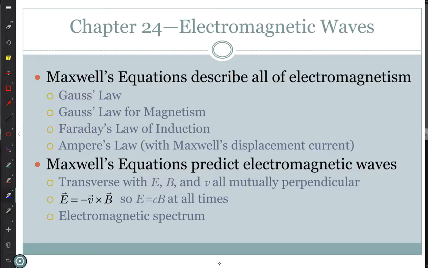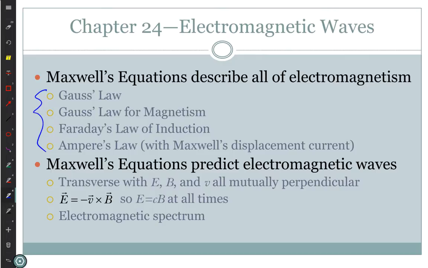These are the 4 equations: Gauss's law for electricity, Gauss's law for magnetism, Faraday's law of induction, and Ampere's law with his displacement current. What's important is that they explain everything in electricity and magnetism. They tell us that a changing magnetic field will produce an electric field, a changing electric field will produce a magnetic field, and in fact, electric and magnetic fields by themselves can support waves.